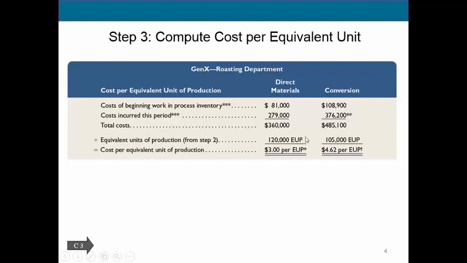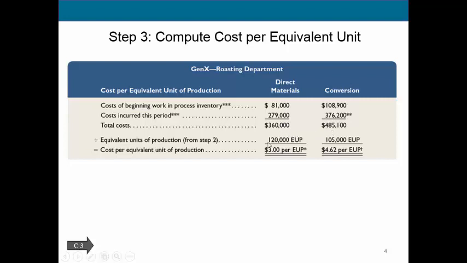So here we have our various costs: the costs of our beginning work in process and the costs that were incurred during the current period. Remember, these are coming from a couple slides back, and this information is given to us separated between direct materials and conversion costs. So we just bring our costs over here. Again, remember this conversion cost is going to be the sum of our direct labor and our manufacturing overhead. So we have our total costs for direct materials, our total costs for our conversions.